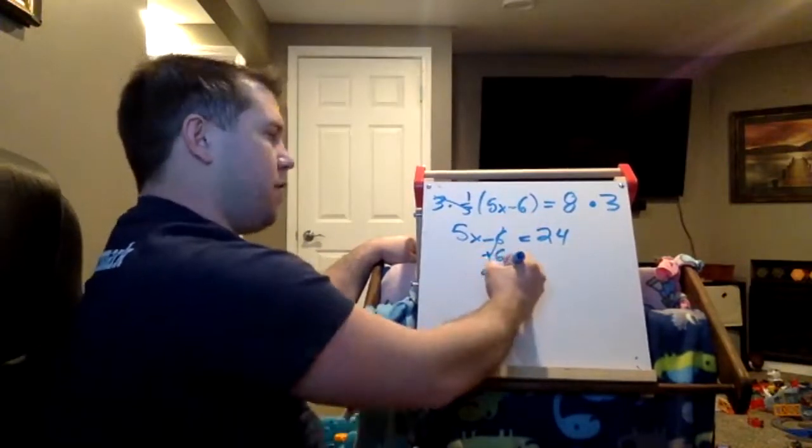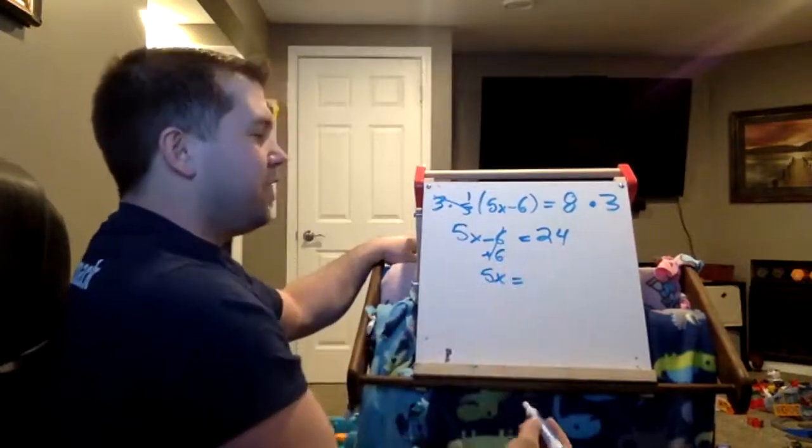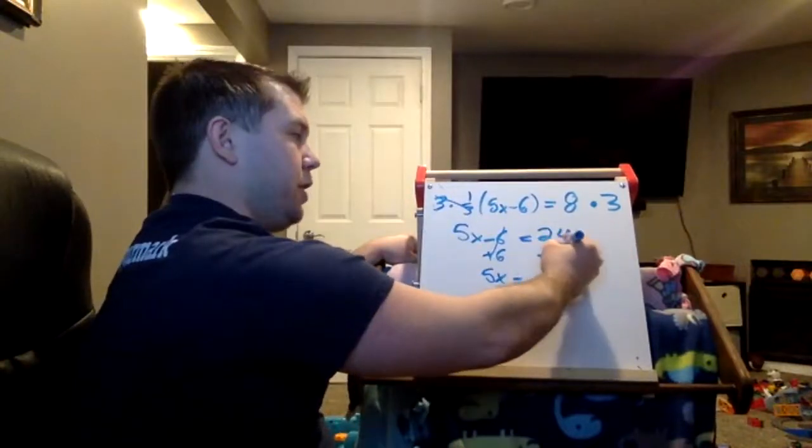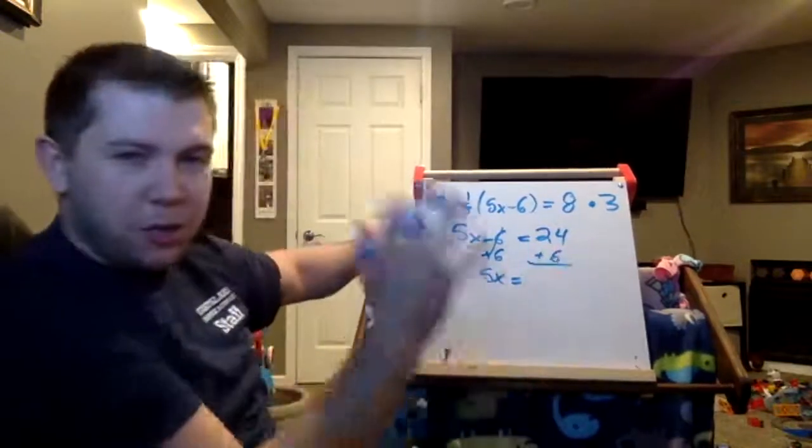Okay, so now 5x is all alone, which is fantastic. But what I did to this side to keep it equal, I have to do to the other side. I've got to be fair. All right, so the analogy I use is this.